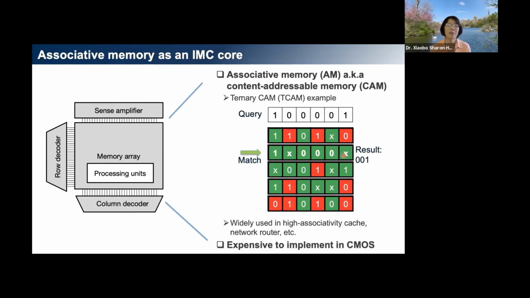TCAMs are widely used, or have been widely used, in high associativity caches and network routers. Now, TCAMs have a challenge: the CMOS design can be quite costly. They also have many other applications, which I will show later. But that's the concept of associative memory, basically search, supporting all sorts of searches.